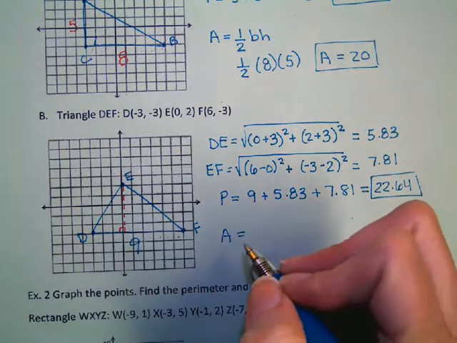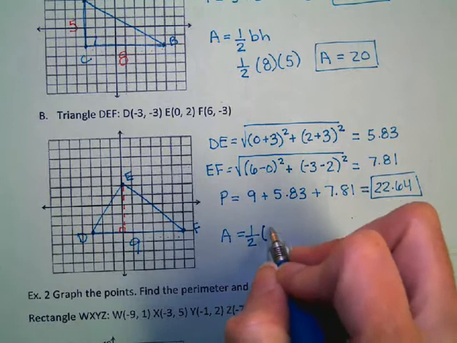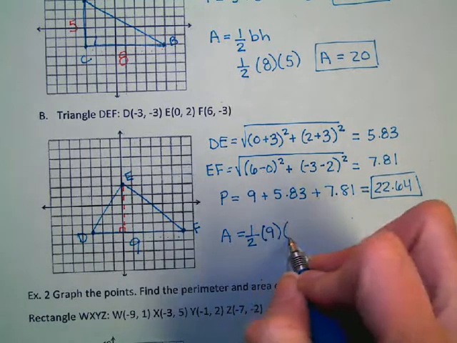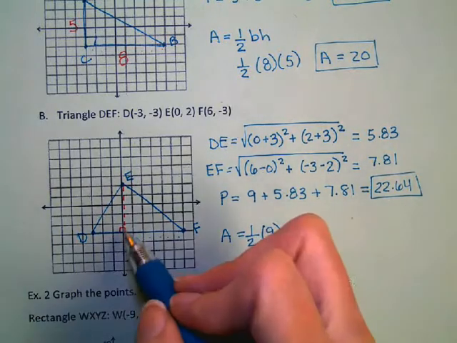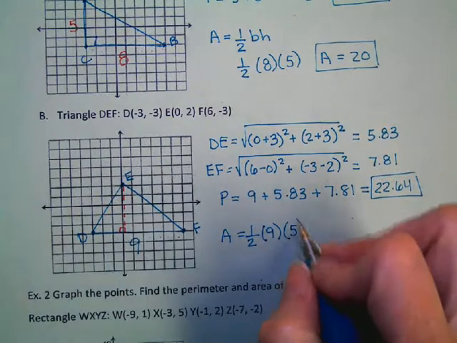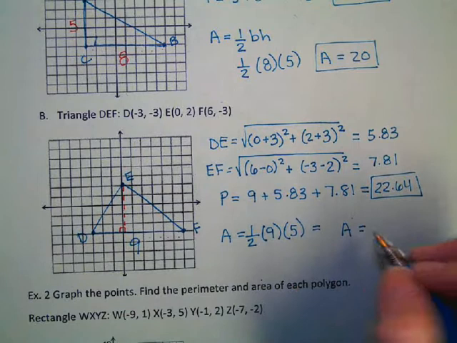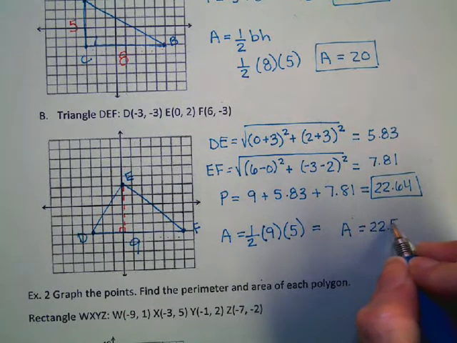The area of the triangle is 1/2 base times height. So our base for this is 9, and our height, we just need to count these boxes. 1, 2, 3, 4, 5. We have a height of 5. So our area, when you multiply all that together, is 22.5.